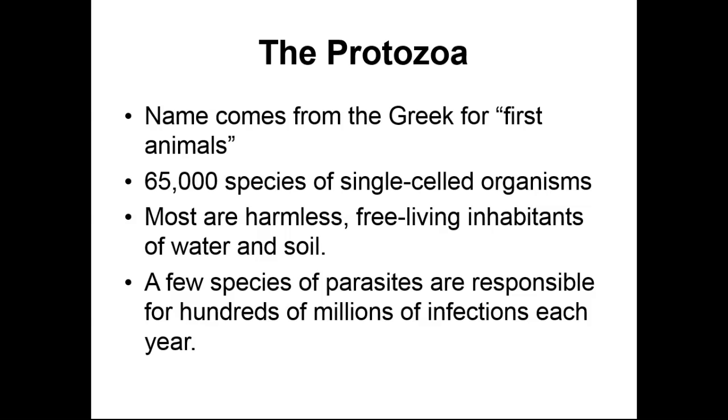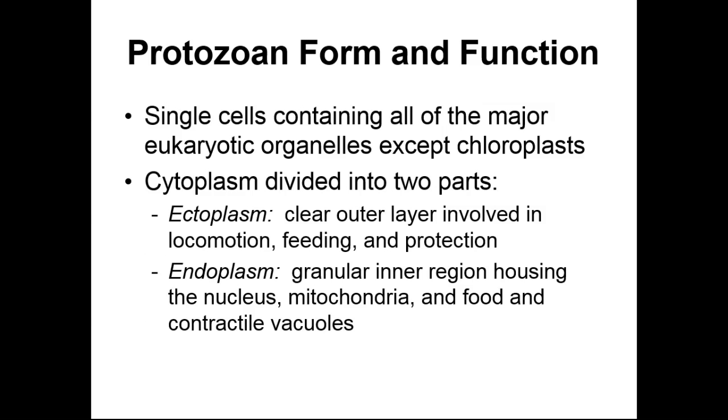Protozoa comes from the Greek words meaning first animals, and over 65,000 species of protozoa have been identified so far. The vast majority of protozoa are harmless. They don't do anything for us or against us. They are free-floating inhabitants in both water and soil. A very select number of protozoa have been known to cause disease in human beings, and they're responsible for a very large number of infections every year.